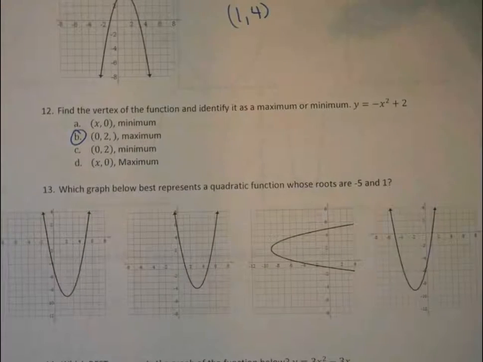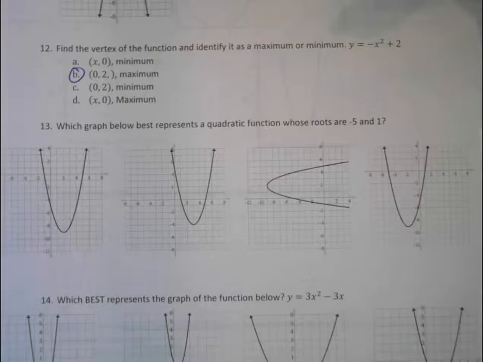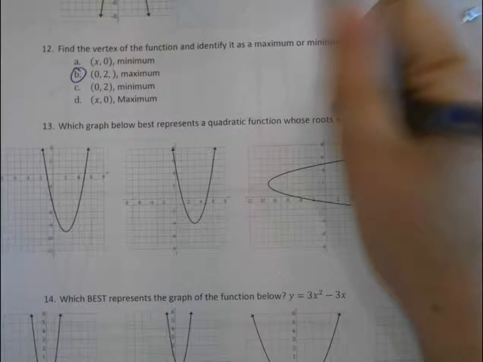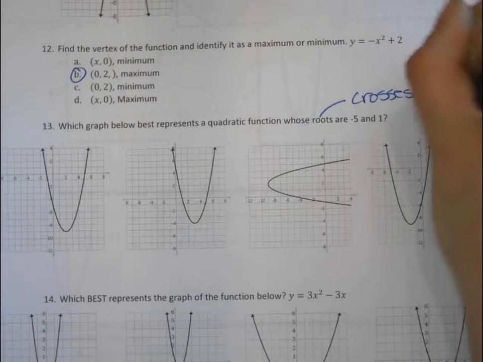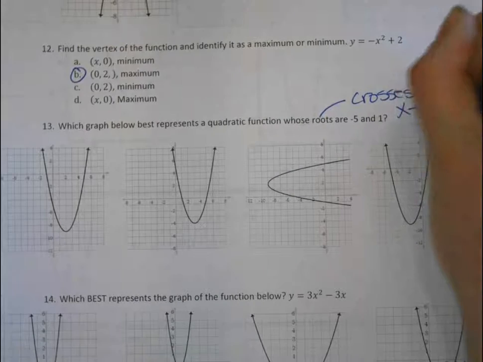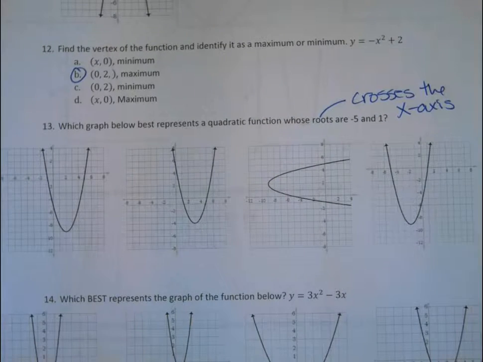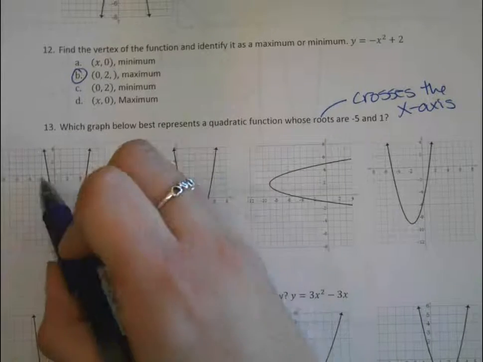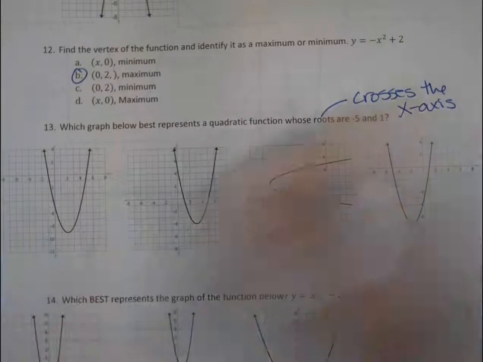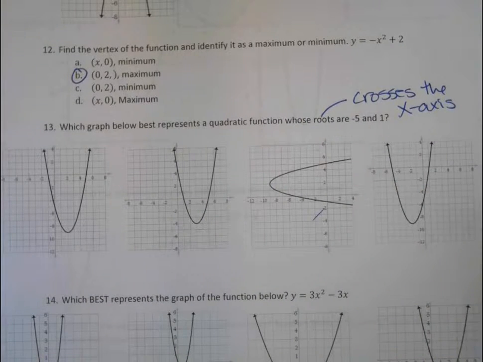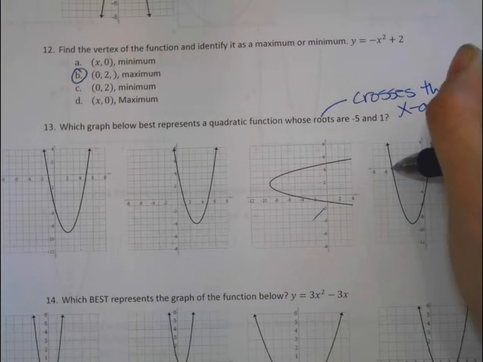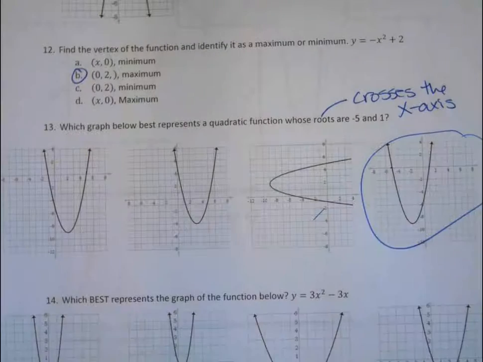Number 13 is looking for a quadratic function whose roots are negative 5 and 1. It means crosses the x-axis. So I'm looking for one that crosses at negative 5 and positive 1. This crosses at negative 1, positive 5. This crosses at 1 and 5. This one's not right at all because it's going the wrong way. This one is negative 5 and positive 1. So it's the last one.